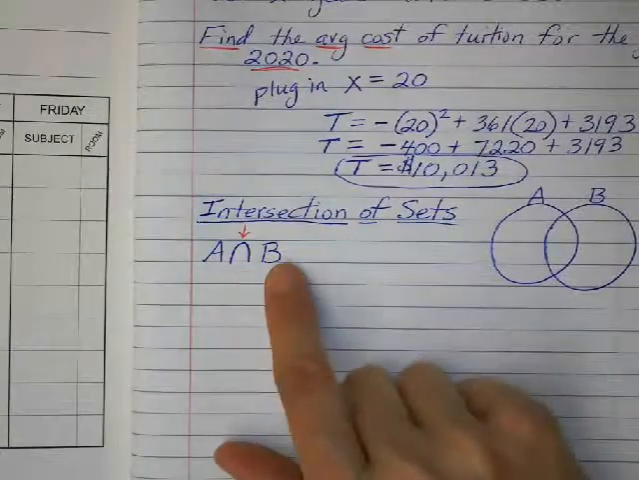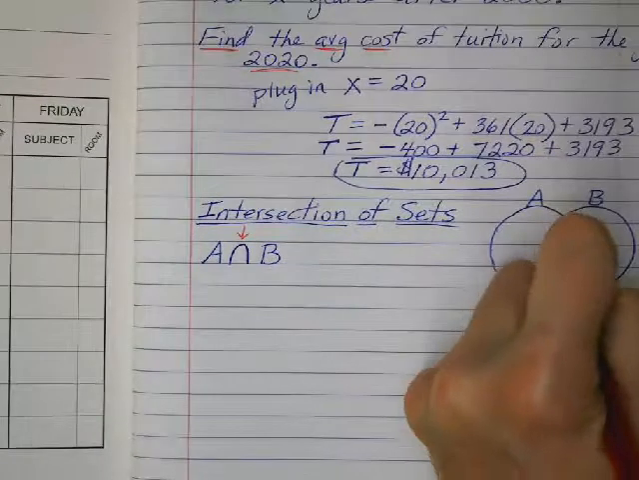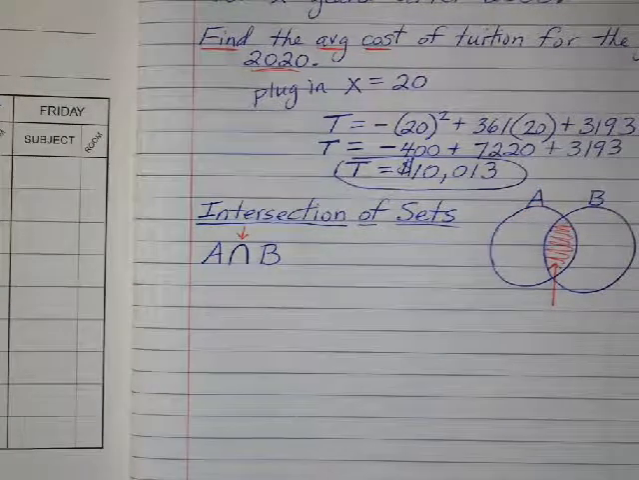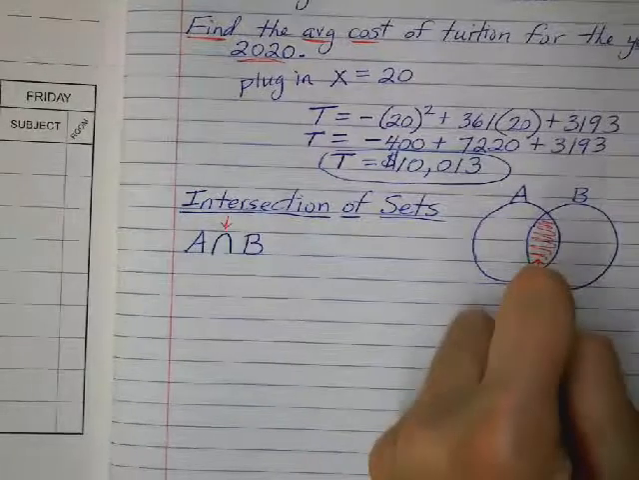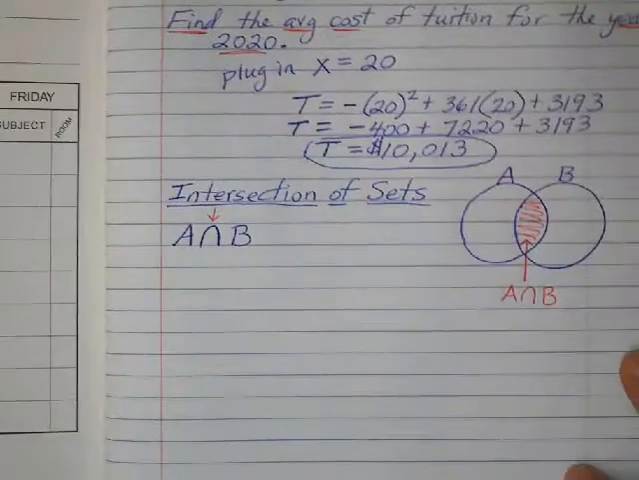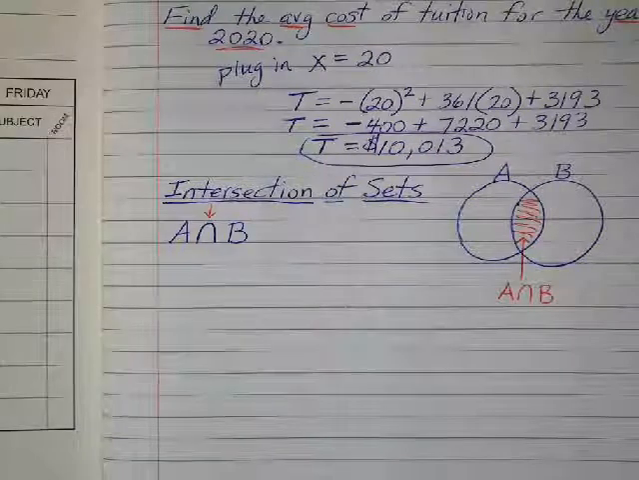A intersect B. What does that mean? It's the part inside of here where they might have something in common. That's all it is. A intersect B is this section in the middle. So it's not a really difficult concept, but it's something you might not have seen in Algebra 2 class, obviously.